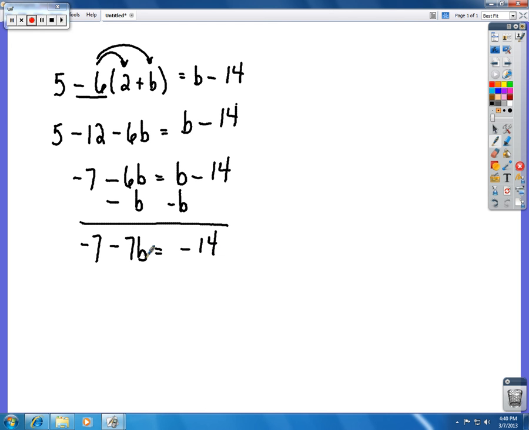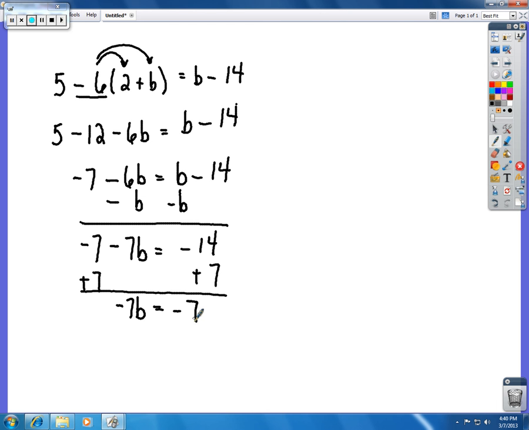Since I moved the b's over here, I'm now going to take this constant and move it over to this side. And since this is a minus 7, I'm going to do that by adding 7 to both sides. So these cancel. I'm left with negative 7b. And negative 14 plus 7 is negative 7.